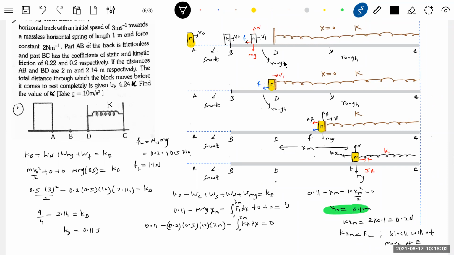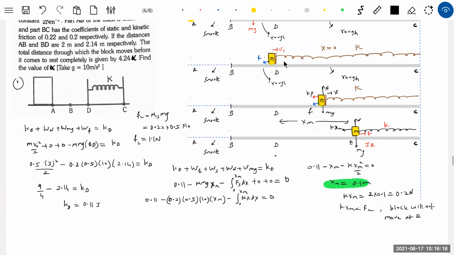The block will not move further at this point. Once it arrives there, it will stay there only, because it has come to instantaneous rest. Now the spring force will act towards the left. The block wants to move, but the spring force is less than limiting friction. So therefore the block will not shift. This is the basic idea, because kxm is less than limiting friction.